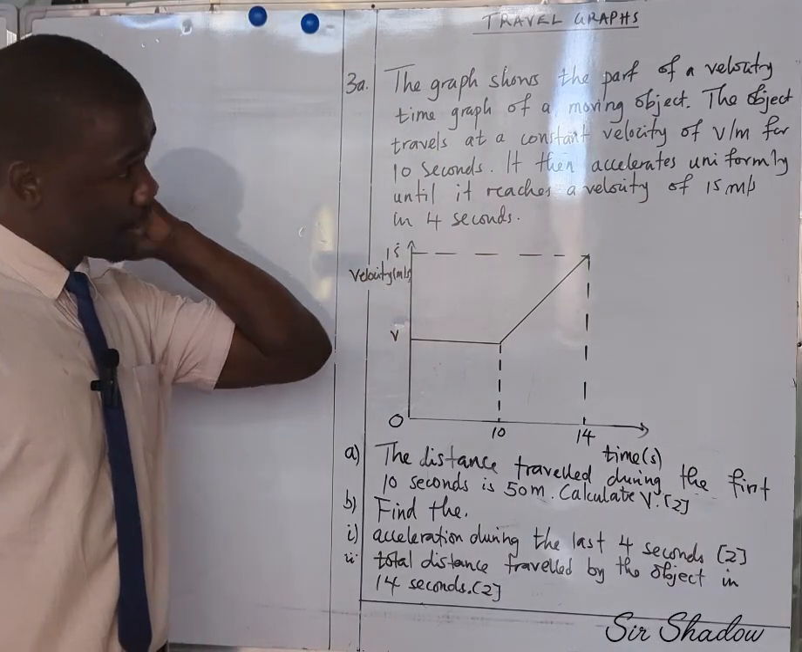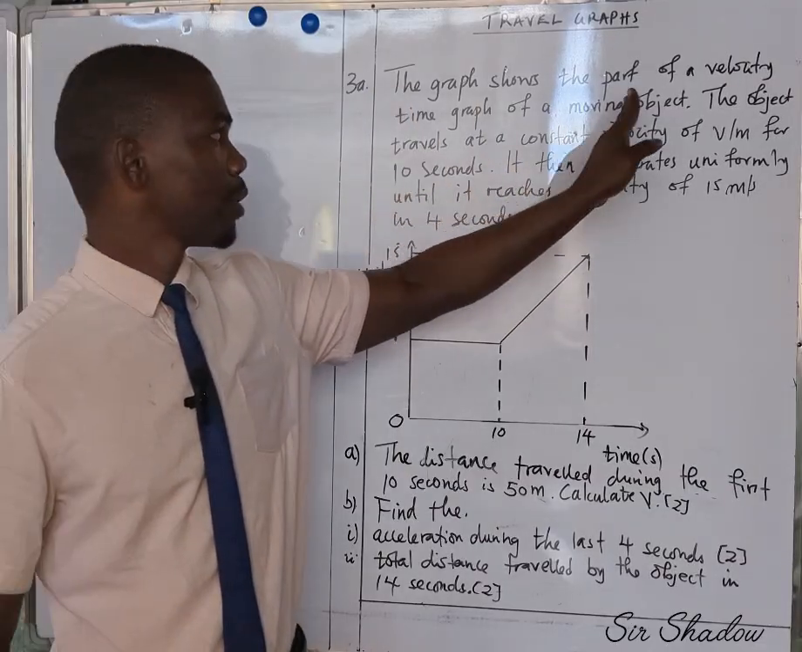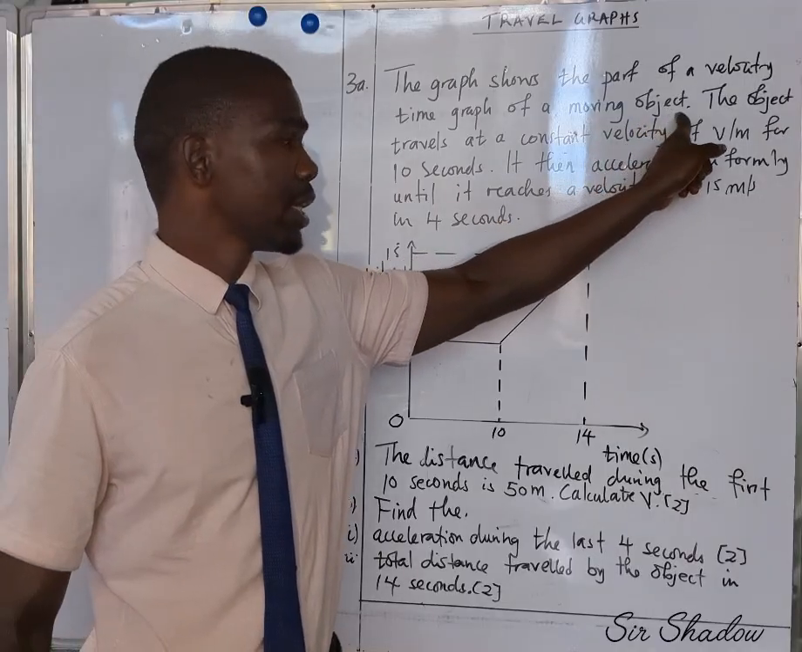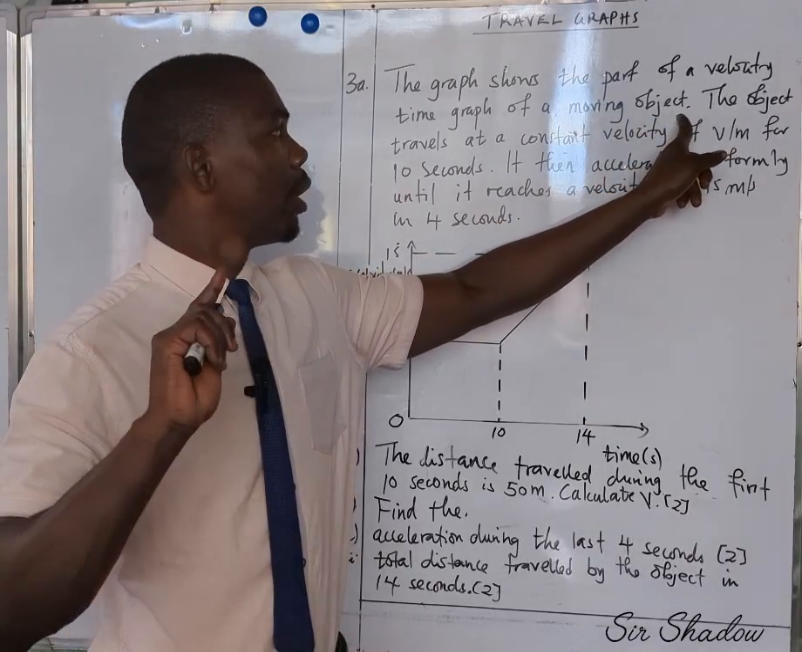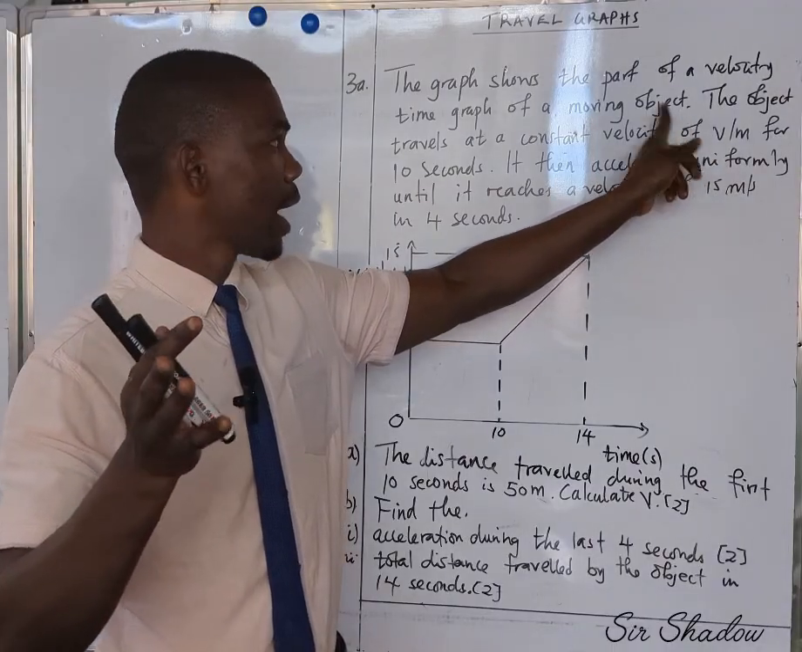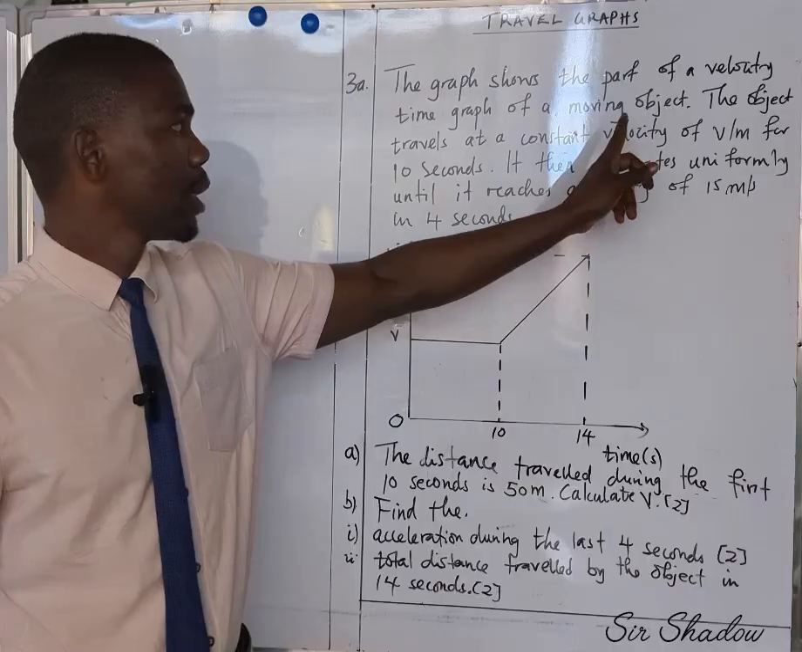Right. So from this given question from travel graphs, you're given that the graph shows the path of the velocity-time graph of a moving object. Remember, you can just say object, or something which moves, or even you can just say a car. The graph shows the path of the velocity-time graph of a moving object or moving car.